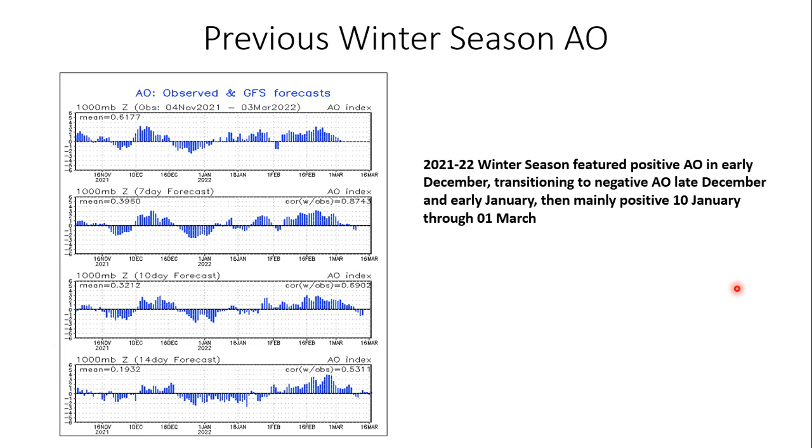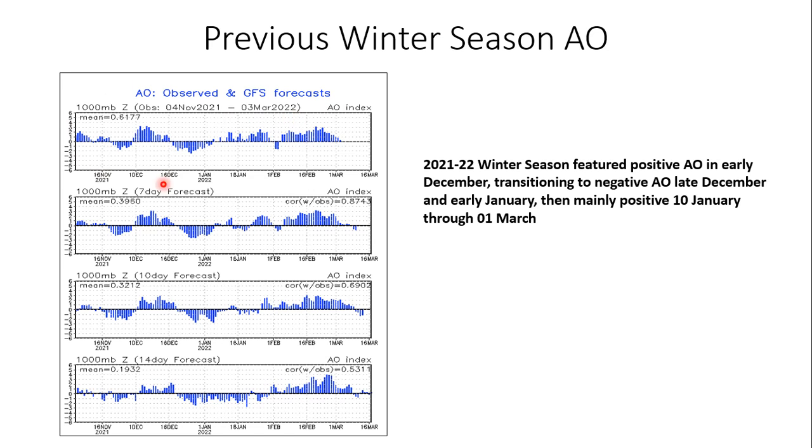Look at last season's AO. In general, if we look at the AO, any of these blue bars in the vertical, if they're above the zero line, that means positive AO. If the vertical blue bars are below the zero, that's a negative phase of the AO. And so this runs generally from 4 November right through 3 March of 2022, by the way.